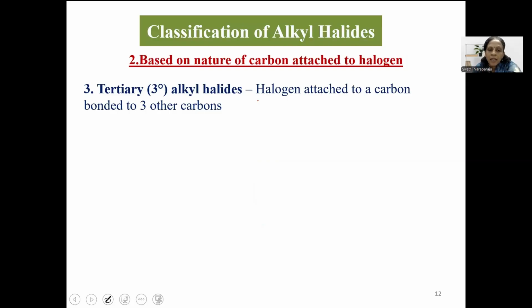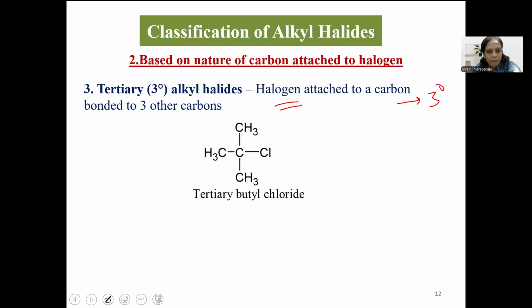Tertiary alkyl halides. In this case, halogen is attached to a tertiary carbon. It means when a carbon atom is bonded to three other carbon atoms, that is known as a tertiary carbon. So when halogen is attached to a tertiary carbon, that is known as tertiary alkyl halides. So if you consider tertiary butyl chloride, here chlorine is attached to a tertiary carbon. Why is this known as tertiary carbon? Because it is in turn attached to three more carbon atoms, that is 1, 2, 3 more carbon atoms. So that is why tertiary butyl chloride is an example for tertiary alkyl halide.